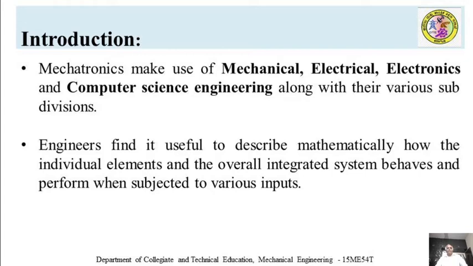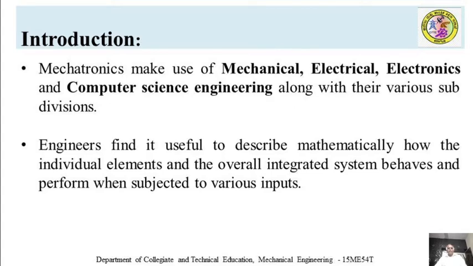So coming to the basic definition of mechatronics. Mechatronics involves mechanical, electrical, electronics, and computer science engineering disciplines. It involves the concepts of various engineering disciplines like mechanical, electrical, electronics, computer science, and other disciplines. Mechatronics nalli mechanical, electrical, electronics, computer science concepts ella involve ಆಗುತ್ತೆ. So therefore it is a bit complicated system.